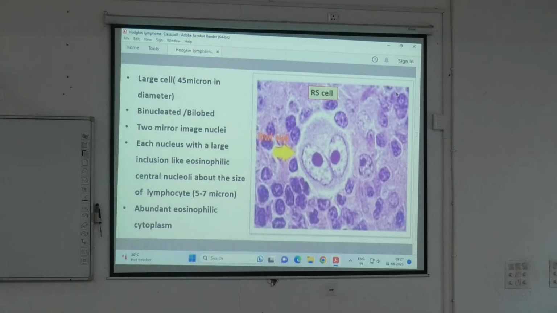See this RS cell again. It is 45 micron in diameter, with two mirror-image nuclei and centrally placed nucleoli, with a perinuclear halo also. This is with the environment like this. This is a classical one. I am showing this because we have to register something to remember for the exam.